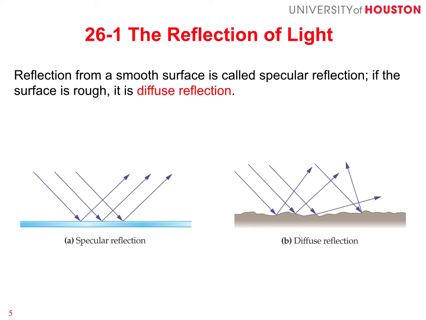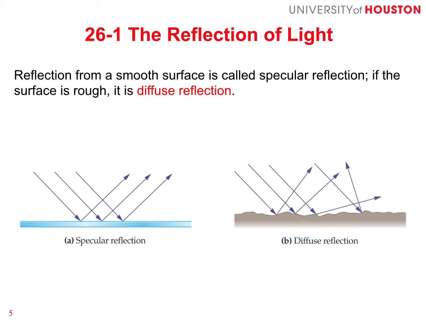We characterize reflection in two ways, and for each way the law of reflection still applies. The first way is specular reflection, and this is reflection from a very smooth surface. A mirror is an example. Here we have three incident rays that reflect off the surface, and they all travel in the same direction after they have reflected. The second type is diffuse reflection.